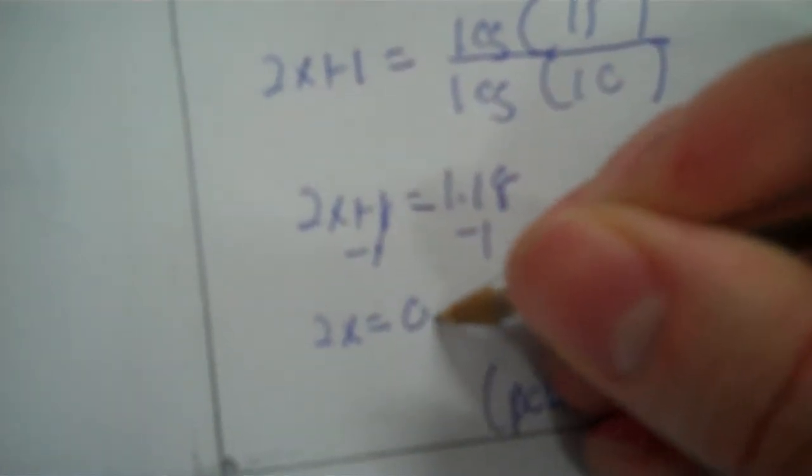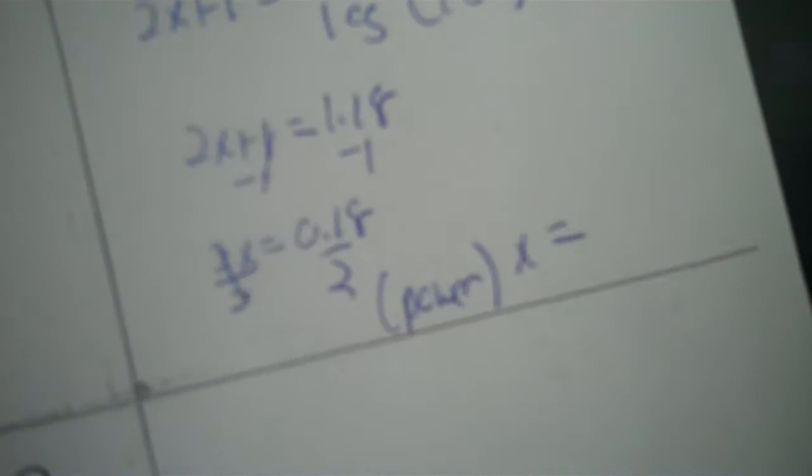Now I'm going to calculate the log over log. I'm going to have to minus 1 then and divide by 2. And I get 1.18. Minus 1, that takes you to 0.18. Then you divide by 2, and that takes you to 0.09. Some of these answers look a little sketchy, but they're right.